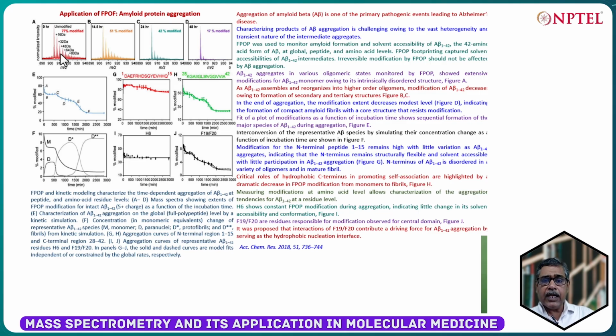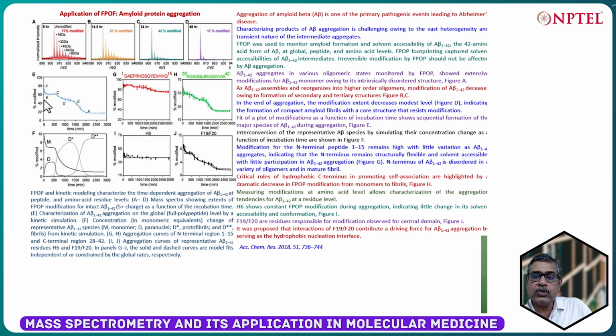Now, at the end of aggregation, after 48 hours, as shown in figure D, the modification extent decreases to a modest level, indicating the formation of a compact amyloid fibril with a core structure that resists the modification. Now, a fit of a plot of modification as a function of incubation time shows sequential formation of the major species of A beta 42 during aggregation, as in figure E.